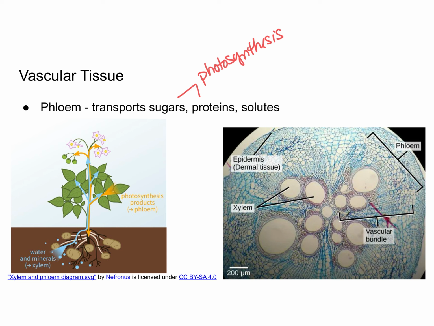Along with other solutes from the areas of the plant where they are made to all the other areas of the plant. So remember that photosynthesis occurs in the leaves. And so these nutrients that are produced during photosynthesis need to be able to get to all the other cells of the plant so that the cells can do cellular respiration to extract ATP from these sugars and proteins and other molecules. So it's made here in the leaves, and then it gets transported to all the other parts of the plant.